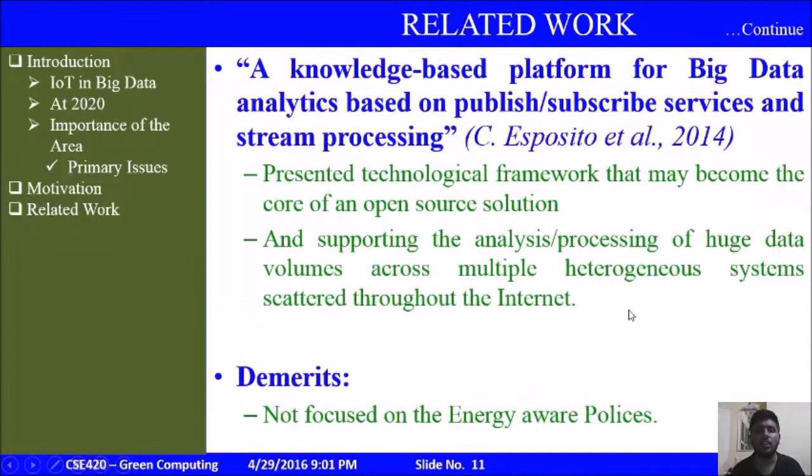Another related work was a knowledge-based platform for big data analytics based on publish-subscribe services and stream processing. This was given by C. S. Peter et al. in 2014. It presented a technological framework that may become the core of an open source solution, and it helped in supporting the analysis or processing of huge data volumes across multiple heterogeneous systems scattered throughout the internet. The demerit was it didn't focus on the energy-aware policies.